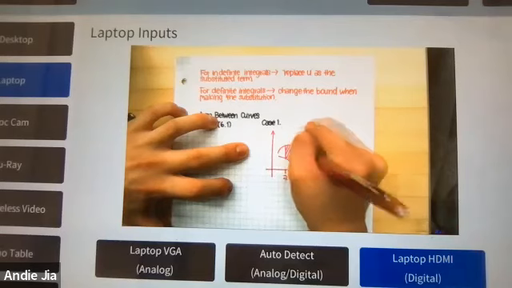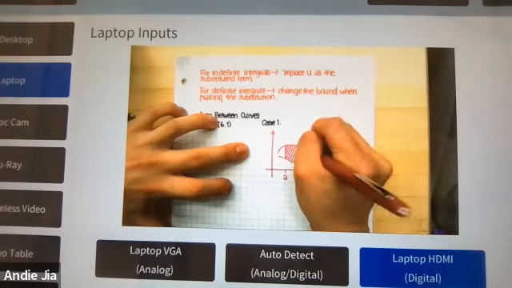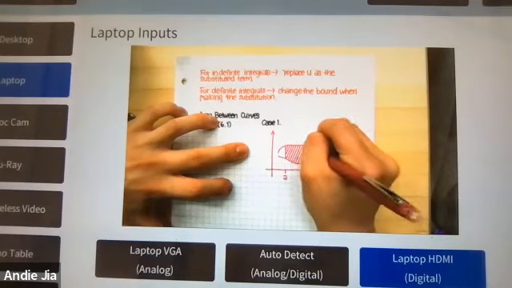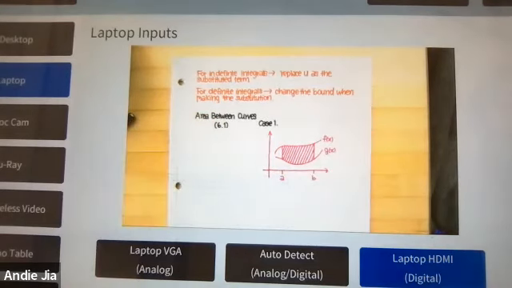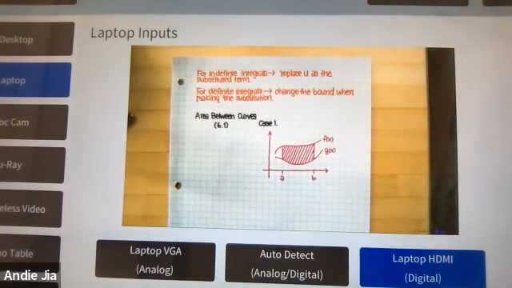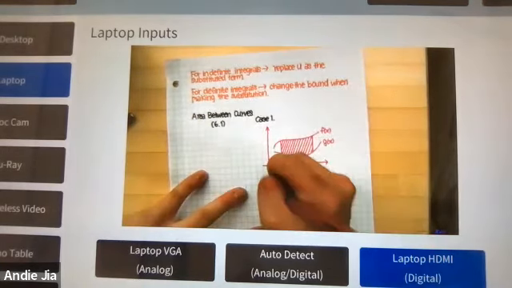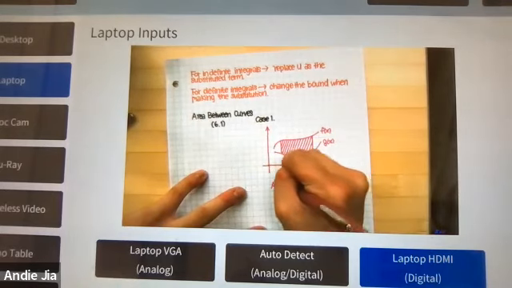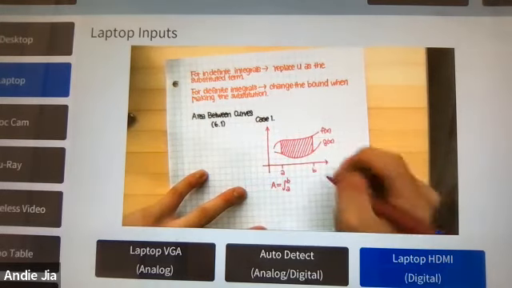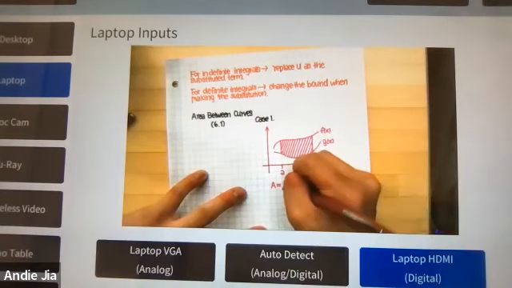We just color this region that is top minus bottom. Always make sure it is top minus bottom, because the area can't be negative. So the area is the integral from a to b of f of x minus g of x.